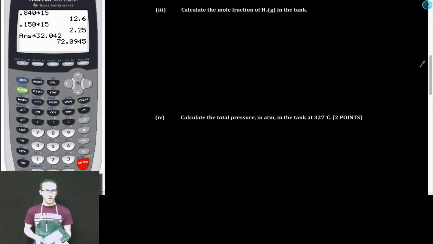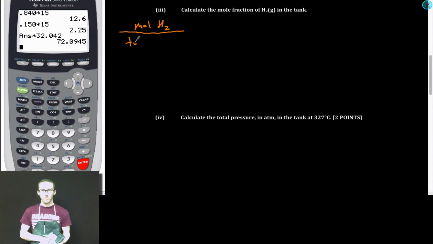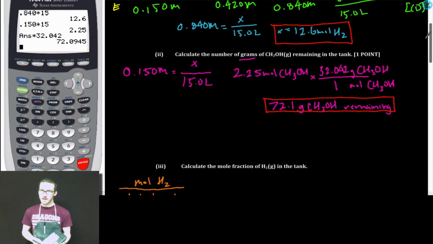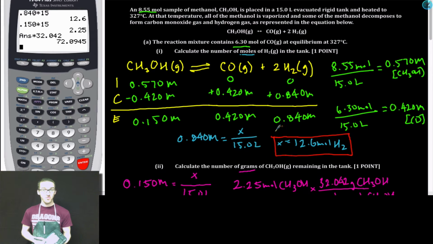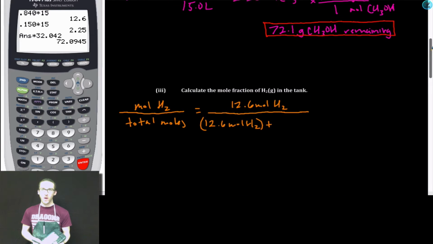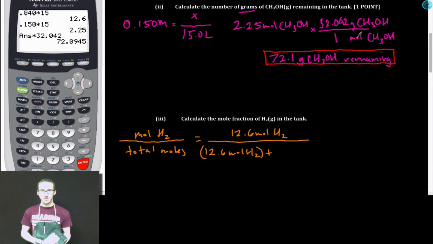Part 3. Calculate the mole fraction of hydrogen gas in the tank. Recognize that the mole fraction of hydrogen is equal to the number of moles of hydrogen per total moles of gas. Now, if you take a look at all the hard work that you just did in part 1 and part 2, recognize that we determined the number of moles of hydrogen to be 12.6. Boom. Total moles of gas are 12.6 moles of hydrogen plus, think about what you just did in part 2, we've got 2.25 moles of methanol remaining.